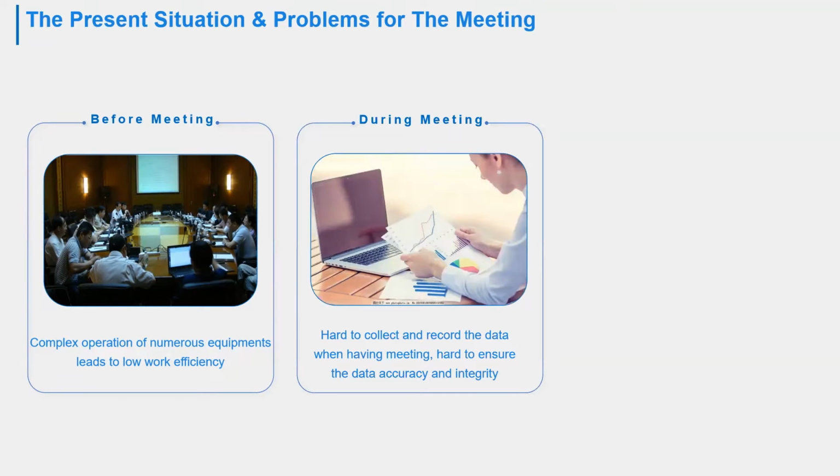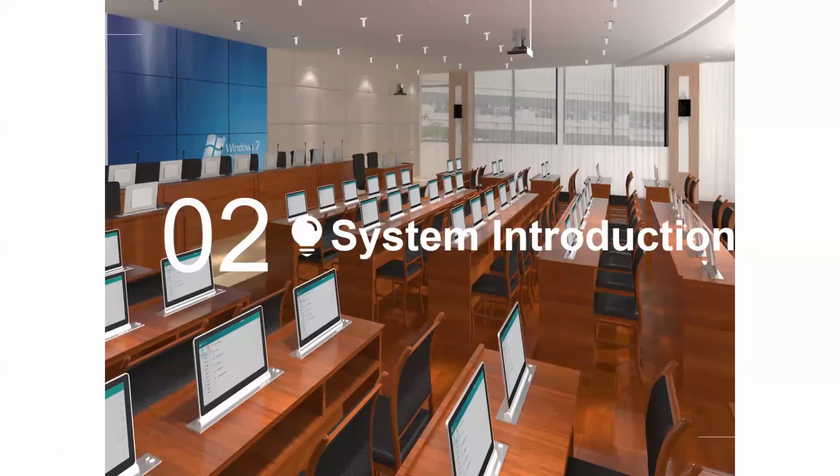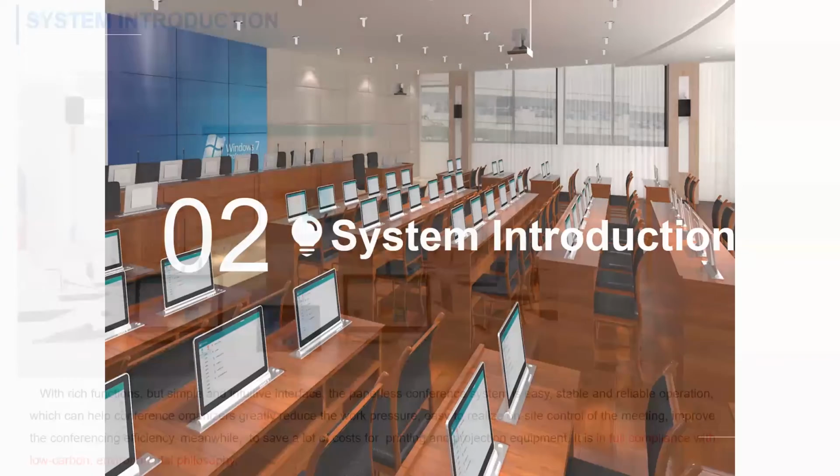And during the meeting, you need to use paper to collect all the data. You need to take notes. You need to use your hand to write on paper, and it makes it hard to collect the records and the data when you are having this meeting. And after the meeting, you need to query and follow up on all the meeting data. With these paperless systems, you can use one single USB stick, and then you can download all the conference information.